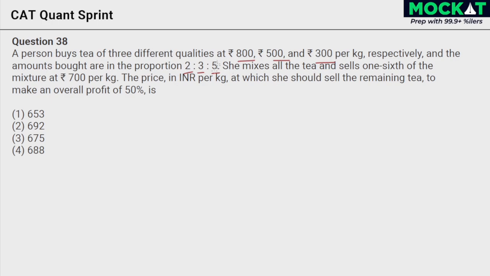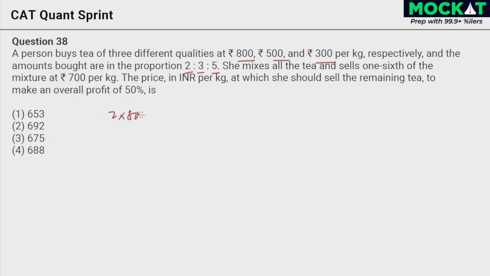So cost prices we can immediately find out by applying the weighted average here. She mixes all the tea and sells 1/6 of the mixture at 700 per kg. Great. The price in INR per kg at which he should sell the remaining tea, the remaining 5/6, to make an overall profit of 50%. Okay, fine. Let's find the average CP over here.